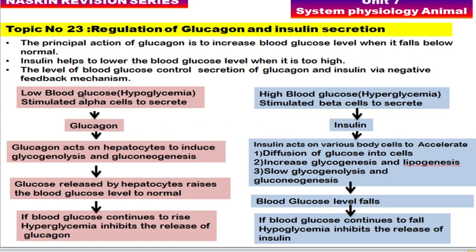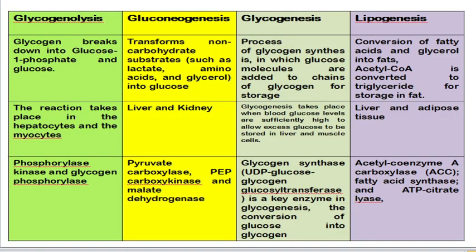First, low blood glucose level is called hypoglycemia. In that particular condition, the alpha cells will be stimulated to secrete glucagon. So glucagon will act on hepatocytes to induce the processes of glycogenolysis and gluconeogenesis. So let me explain. Glycogenolysis means glycogen will be broken down into glucose 1 phosphate and glucose. This glycogenolysis occurs in hepatocytes and myocytes. The key enzymes involved in glycogenolysis are phosphorylase kinase and glycogen phosphorylase.